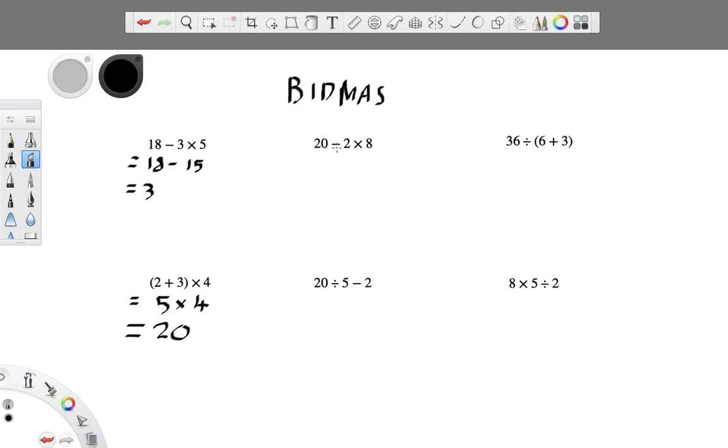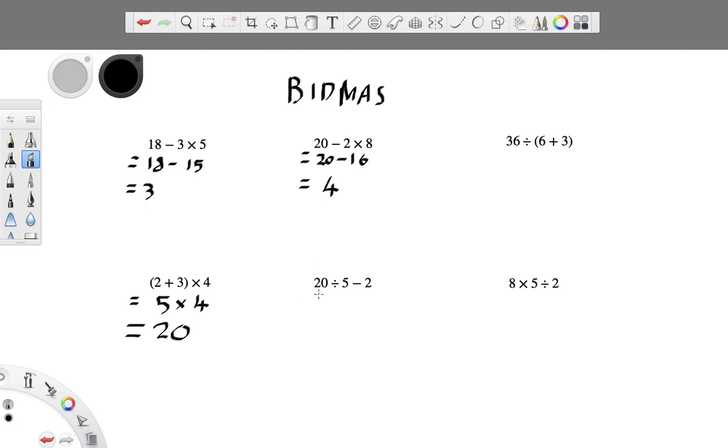So moving on to the next question, 20 minus 2 times 8. Again, we refer to the acronym. There's no brackets, there's no indices, there's no division. There's a multiplication. So 2 times 8, which is 16. And it's 20 minus 16. Because we don't do anything with the 20 or the minus, so they just drop down. So after the multiplication comes addition. We haven't got any addition that we can complete here. Again, there's a subtraction. So 20 minus 16, which is 4.